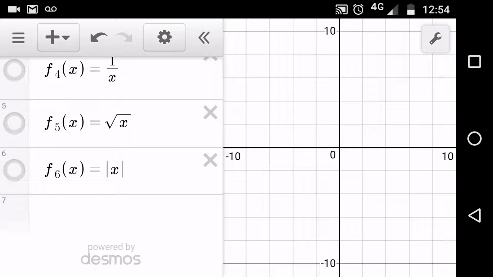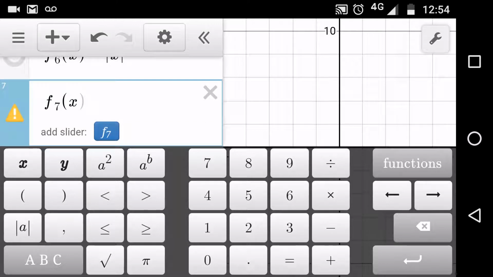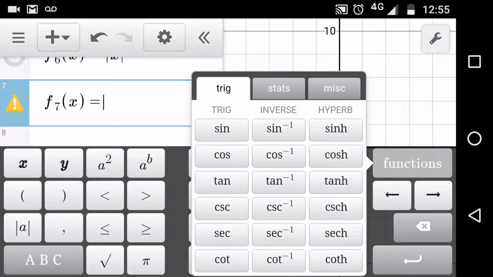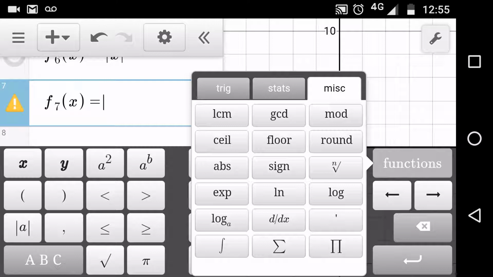By the same token, we can actually have functions that are more complicated. Let's call this f7. And f7 of x is a function that you may be acquainted with, but if you look at the keyboard, it's not going to be there. We have run out of options here, but there is a button at the right that says functions, and it gives you an interesting list. There are trigonometric functions, which we'll study later, statistical functions, which are of no use to us at the moment, and there is this miscellanea.